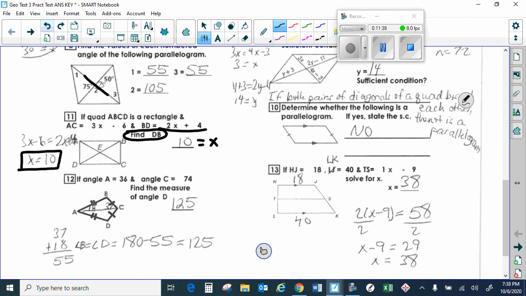Okay, I now need to plug that x into the 10. 2 times 10 is 20 plus 4 is 24. So BD, the length for BD is 24. There's your answer.